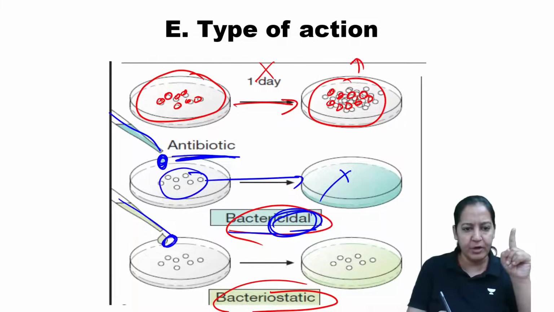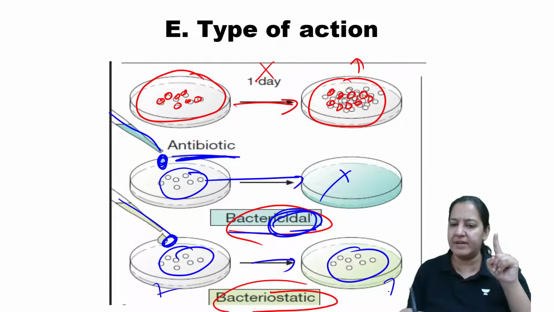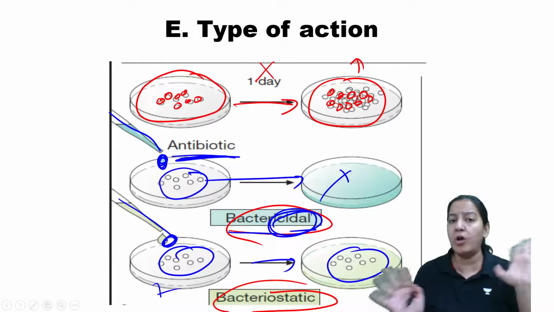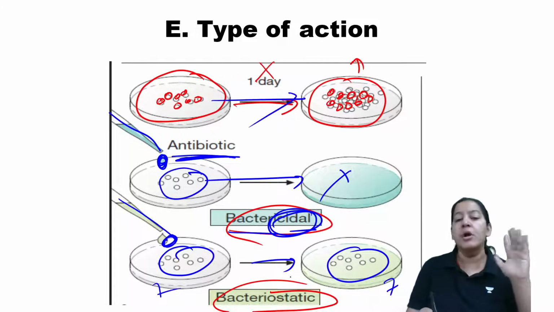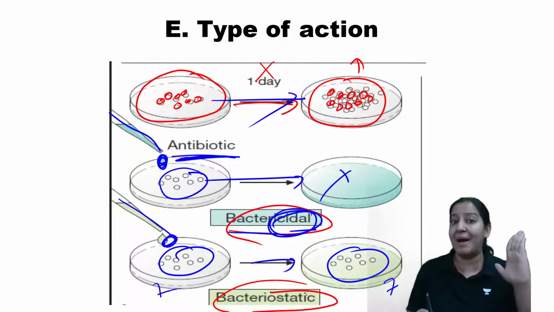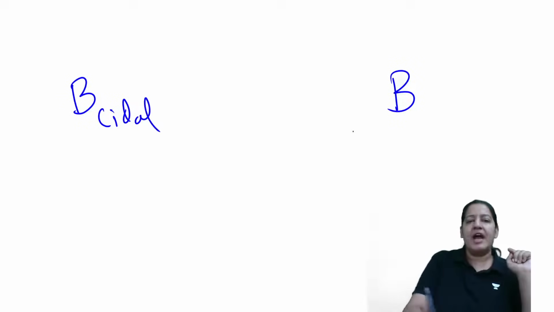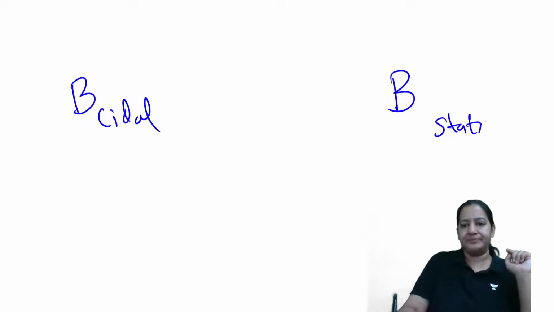The second type of antibiotic I'm putting on the growth plate, see, count the number of colonies here. It is 7 here, 7 here. Whatever the number, it means they are not killed, but they are not increasing in number either. So there are some antibiotics which inhibit the cell growth, the bacterial cell division. These are known as bacteriostatic. So basically, there are two types of antibiotics based on their action, bactericidal and bacteriostatic.